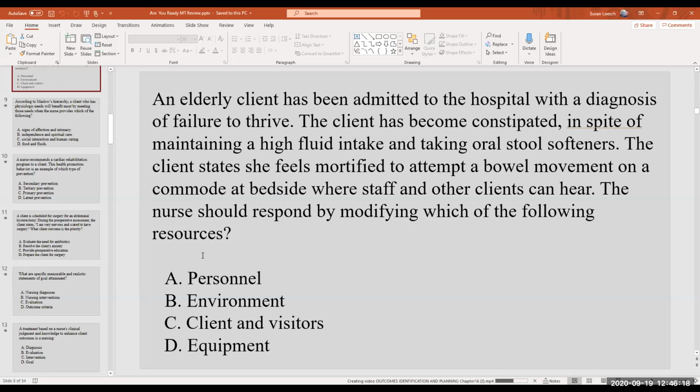Environment. B. Okay, good. Environment. Anybody not understand that? So this is all about the person's self-image, okay? And everybody can understand that, right?